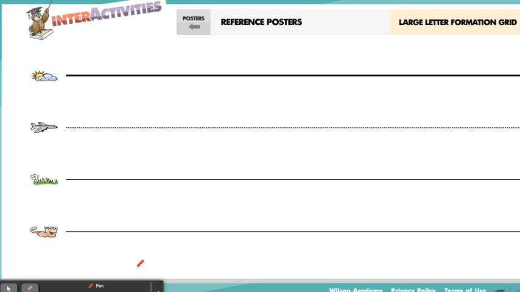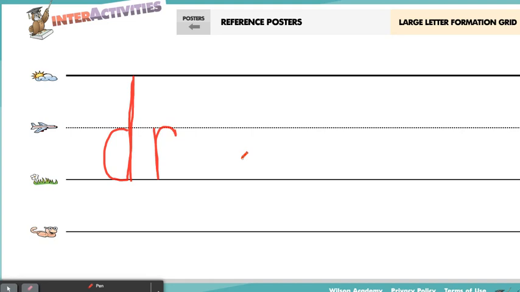D-R-A-N. Drain. It's a D which is a magic C. It's a plain line letter. You start at the plain line, you make your magic C, straight line up, touch the sky line, and go down to the grass line. R, start at the plain line, go down to the grass line, trace up, and make a little hook.